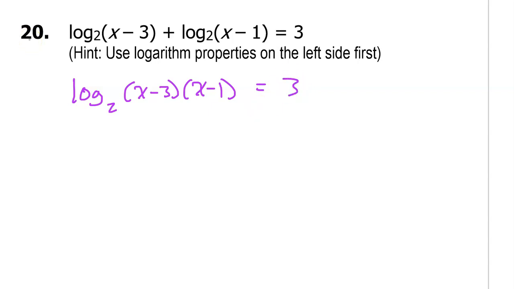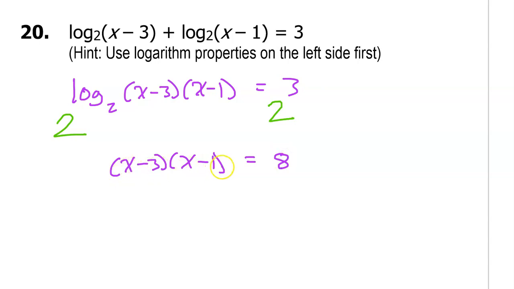If I want to get rid of this log expression, I can give each side of the equation a base 2. So I'm going to put a big old base 2 right here and right here. So base 2 and log base 2 cancel each other out. So on the left side of the equation, I will just have x minus 3 times x minus 1. On the right side, I have 2 to the third power, which is 8.